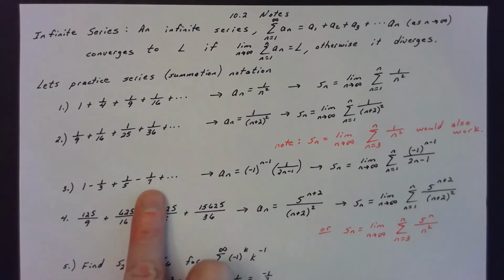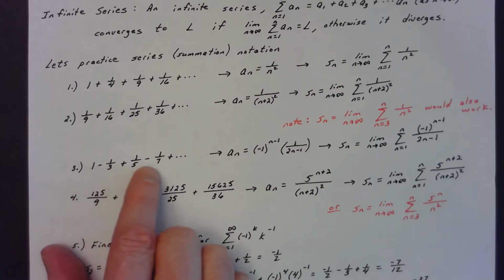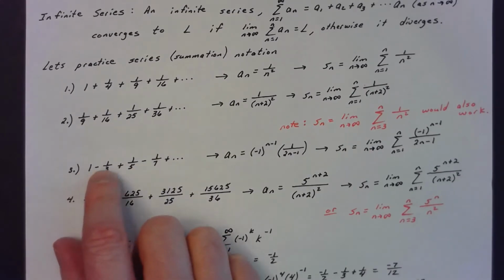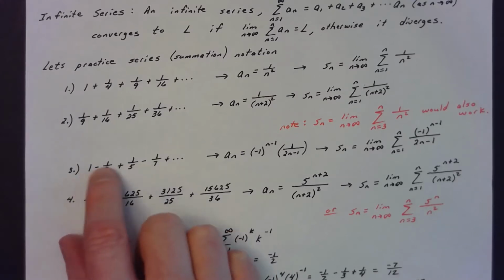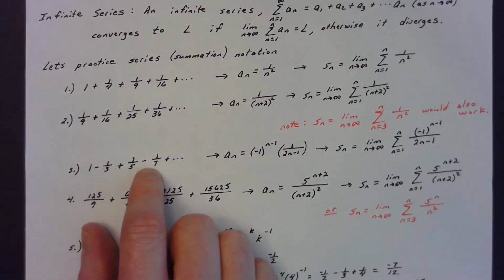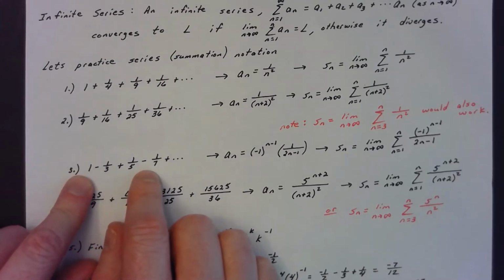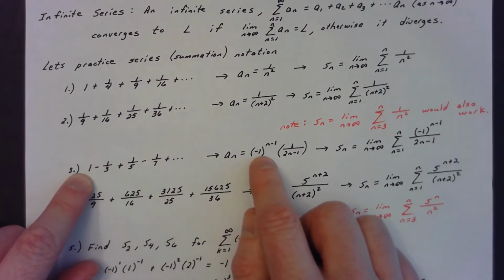Now, the next one. What if I have a series that's going to alternate in sign? So notice my first term's positive, second term's negative, third term's positive, fourth term is negative. So I need to be able to take care of that alternation in signs. So I'm thinking if I want to start at n equals 1, well, the first term has to be positive. When n equals 2, it has to be negative. Notice what I've done to handle the alternating sign.